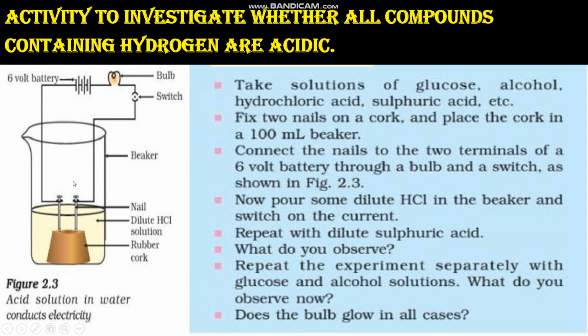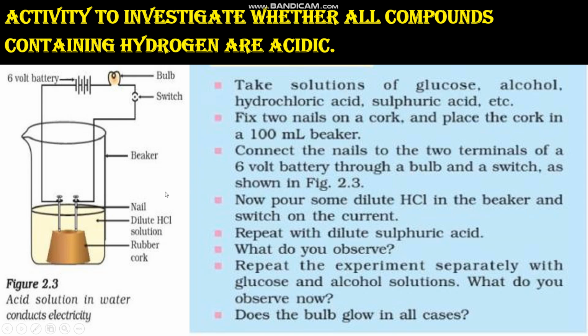Now let us see how the apparatus is arranged. Fix two nails on a cork. Here you can see on a cork we have fixed two nails. Place the cork in a 100 ml beaker. This is a 100 ml beaker, and in it we have placed this cork with two iron nails fixed on it. Connect the nails to the two terminals of a 6 volt battery through a bulb and a switch. So these nails we have connected to a 6 volt battery through a bulb and a switch. This is the arrangement of the apparatus.